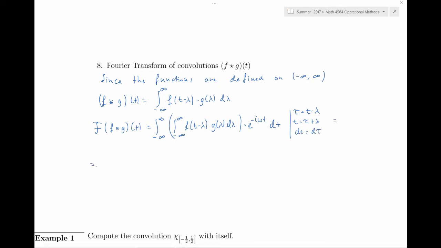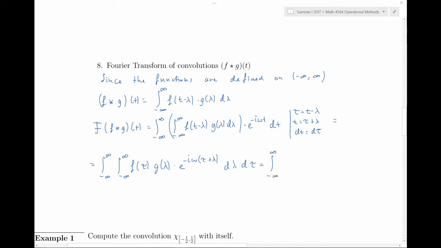Both of the variables go to infinity at the same time, so this becomes the integral from minus infinity to infinity of the integral from minus infinity to infinity f of tau g of lambda times e to the minus i omega multiplied by tau plus lambda d lambda d tau.